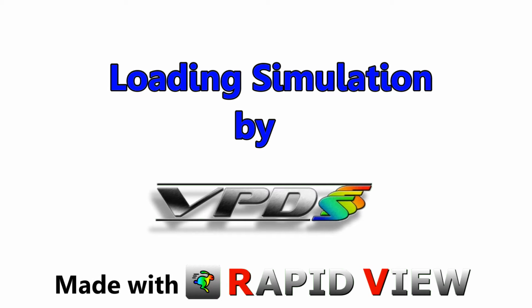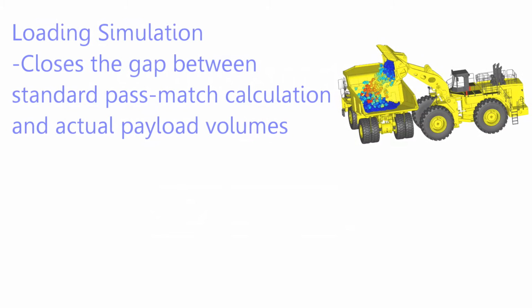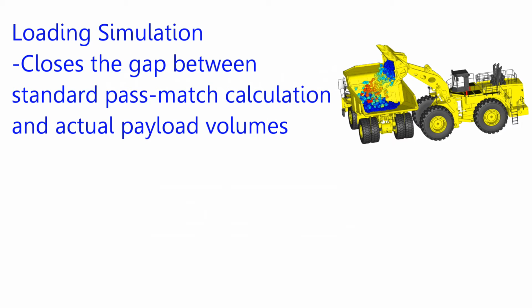Today we're going to talk about loading simulation. The current standard approach to calculating pass-match ratio is to take the published volume of a dump body and the published volume of the loading tool and divide them.